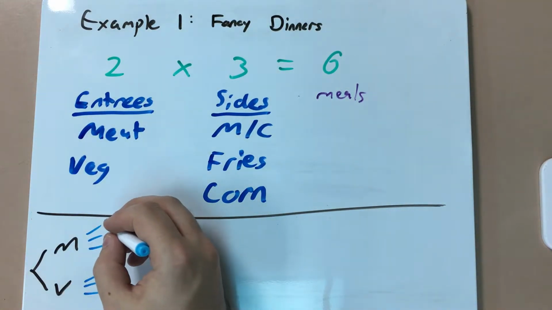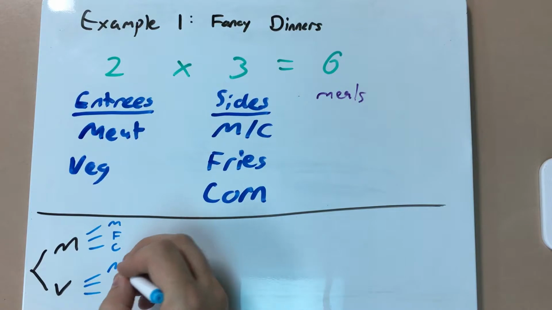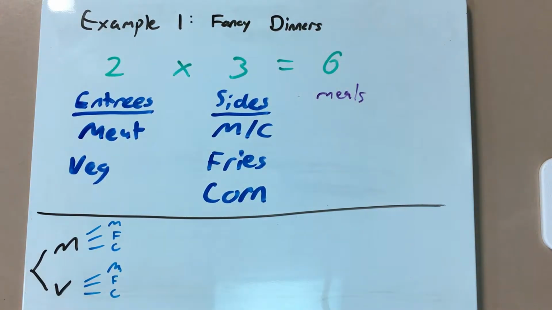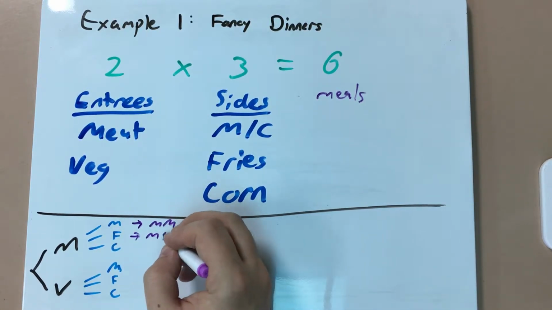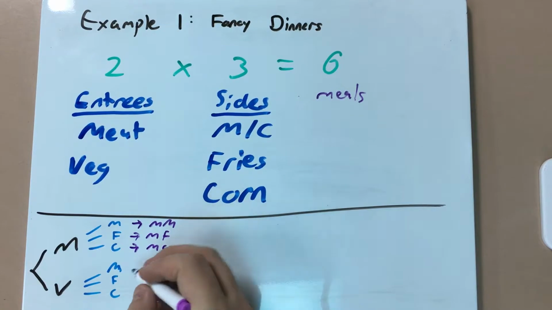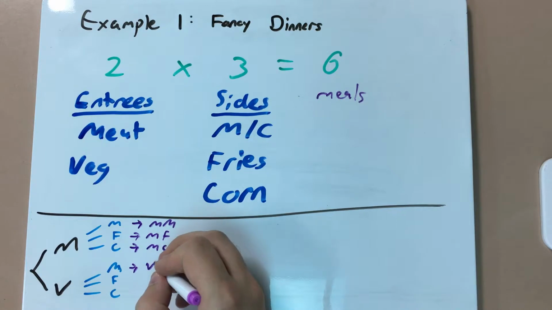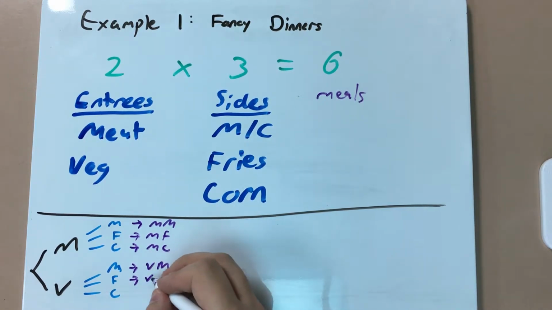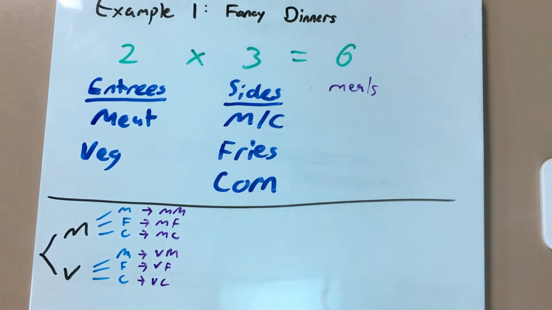So from meat, if we order meat, we can get mac and cheese, fries, or corn. If we order veggie, same thing, we can get mac and cheese, fries, or corn. And this will actually go ahead and give us each possible combination of meal that we can get. So if you get meat and mac and cheese, you got meat and mac and cheese. You can get also meat and fries, meat and corn. And down here we have all the veggie entree choices. So that's veggies and mac and cheese, veggies and fries, and finally veggies and corn. So those are all 6 possible meals that you could get.